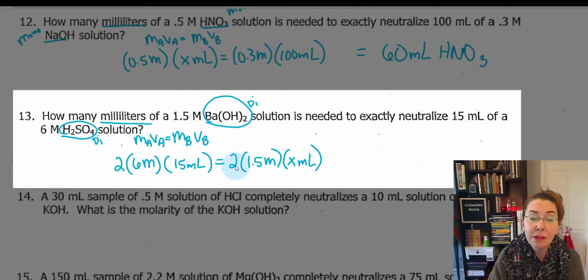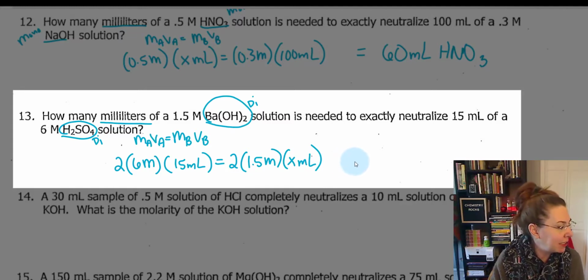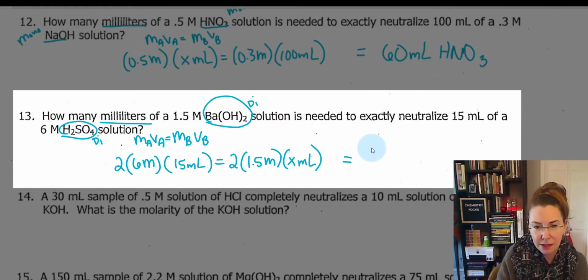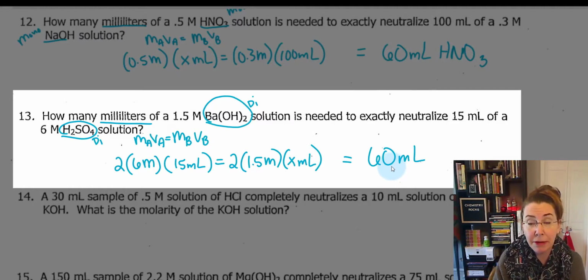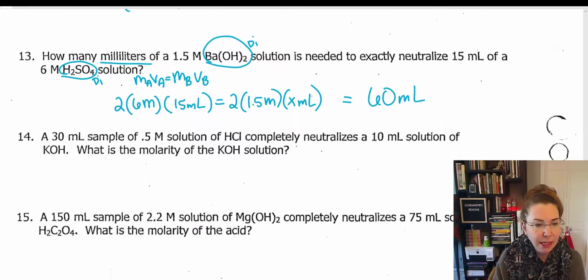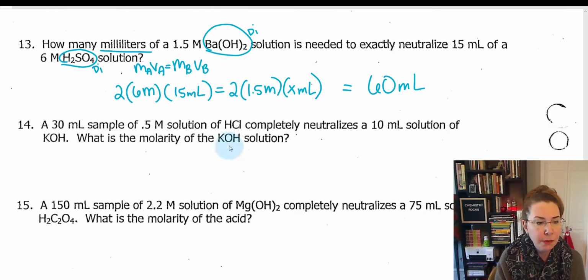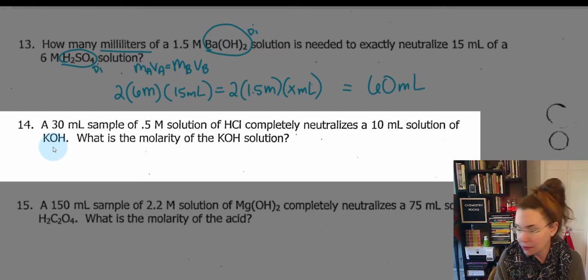So if you work this out, 2 times 6 is 12. Multiply that by 15. Then you'll divide it by 3, which is 2 times 1.5. And your final answer should be 60 milliliters. Alrighty, so it would take 60 milliliters of that barium hydroxide to neutralize 15 milliliters of the 6 molar sulfuric acid. Alrighty, let's come on down to question 14, which was the last one I assigned.